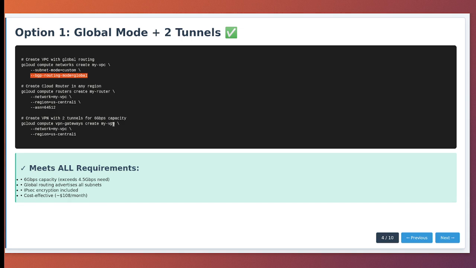However, there is a subtle consideration here. The phrase "any region with a subnet" suggests flexibility in placement, but in practice, you would want to place the cloud router in a region that is geographically close to your on-premises data center to minimize latency. The VPN tunnels would terminate in the same region as the cloud router. This option would work well and meet all requirements. It is a valid solution that many organizations use successfully.